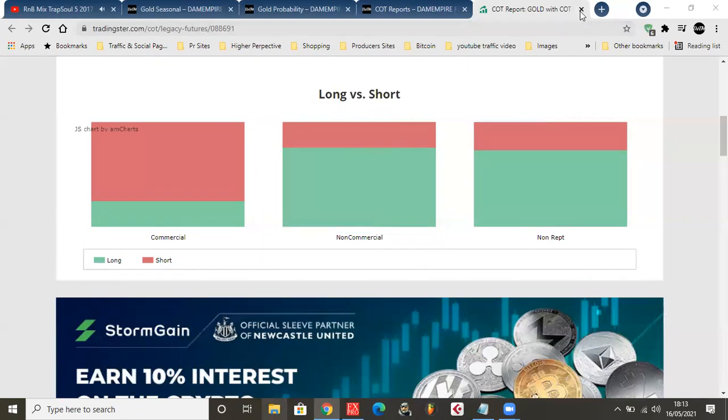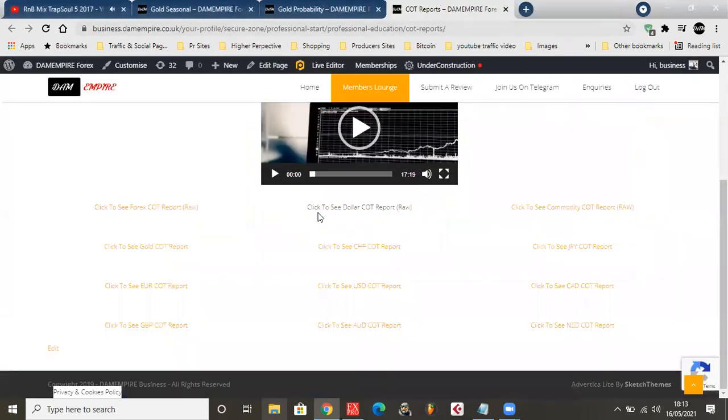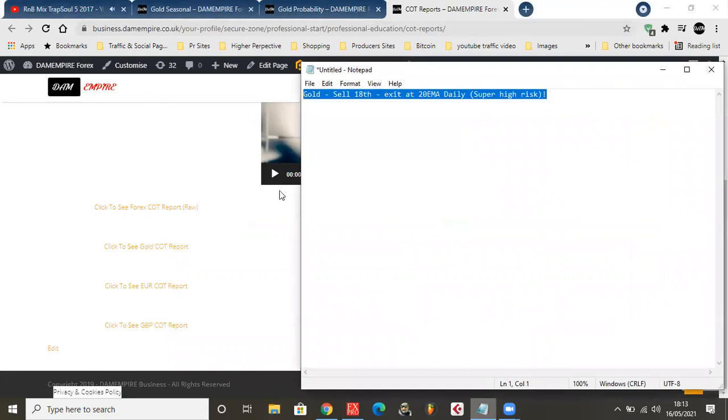I would go through it. If not, I'll just look for another analysis. So right now we have gold, for guys that already experienced a super high risk trade. We will sell that on the 18th, exit on the 20 EMA on the daily.